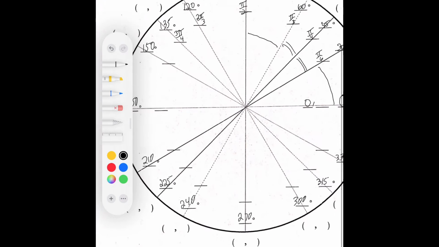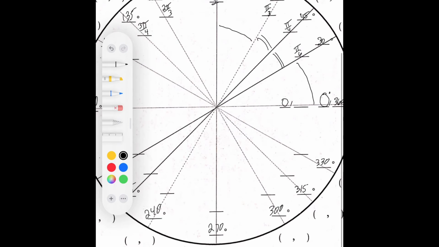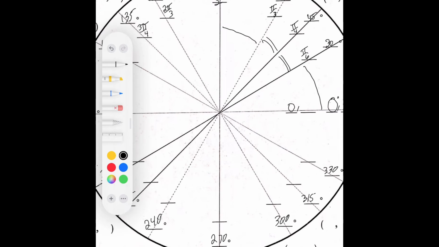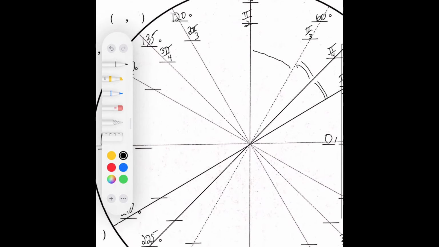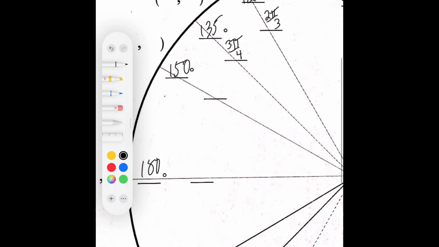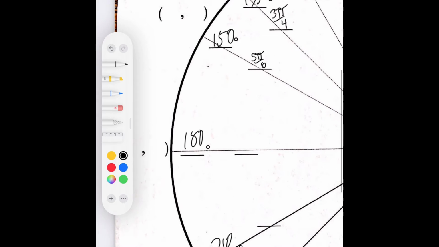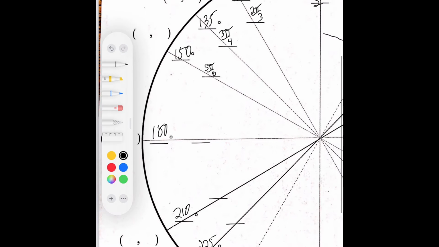All right, and then at 150, if we kept going with our pi over 6, every 30 degrees is a 1/6 pi. So if we go 1/6 pi, 30 more is 2/6 pi, or 1/3. 3/6 pi is a 1/2. 4/6 pi is 2/3, and 5/6. That's 5/6, and then another 30 is 6 over 6 pi, which is just 1 pi. So 180 is pi.